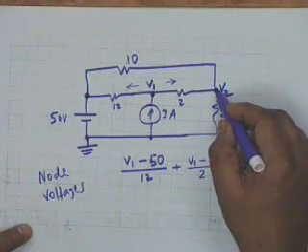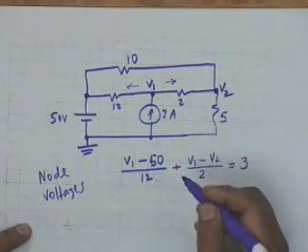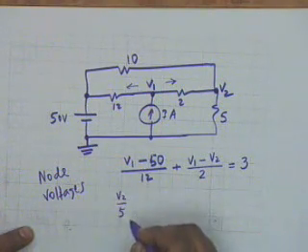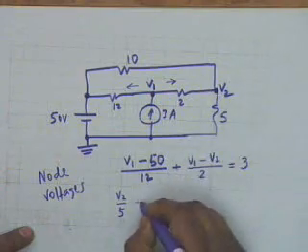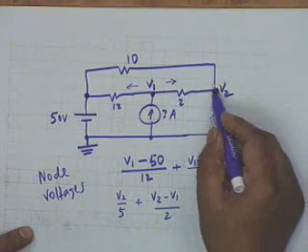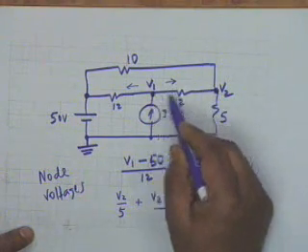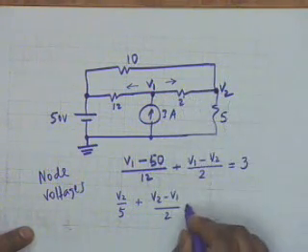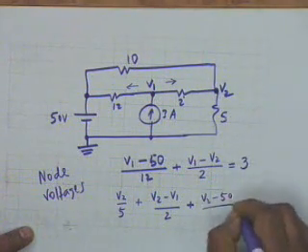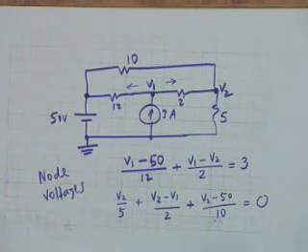The other equation will be at node 2, V2, and you see the currents that are leaving this junction are firstly V2 by 5, plus (V2 minus V1) divided by 2. This is the current that leaves V2 and goes towards V1. Then plus, there is only another current, which is (V2 minus 50) divided by 10. This should be equal to 0. There is no current generator here.